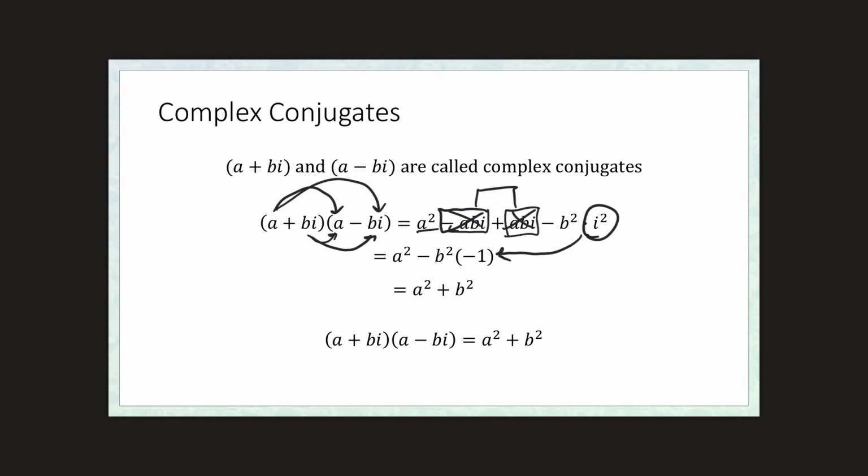So it becomes a squared minus b squared times negative 1, which is a squared plus b squared. The negative 1 times the negative b squared gives you a positive b squared. So a squared plus b squared. That's good because a and b, you remember, those are real numbers. bi is an imaginary part, but a and b themselves are real numbers. So it becomes the real number squared plus another real number squared, which will give you a real number in return. So a plus bi times a minus bi equals a squared plus b squared.